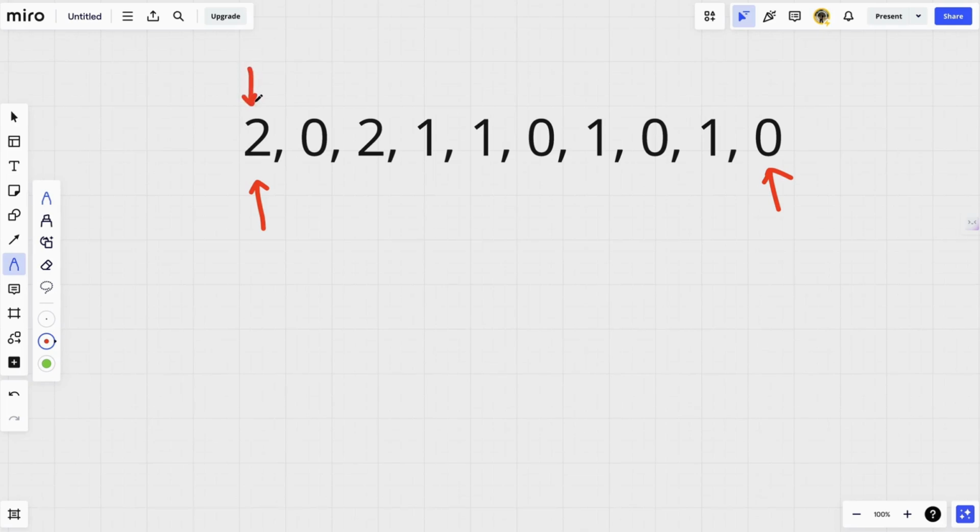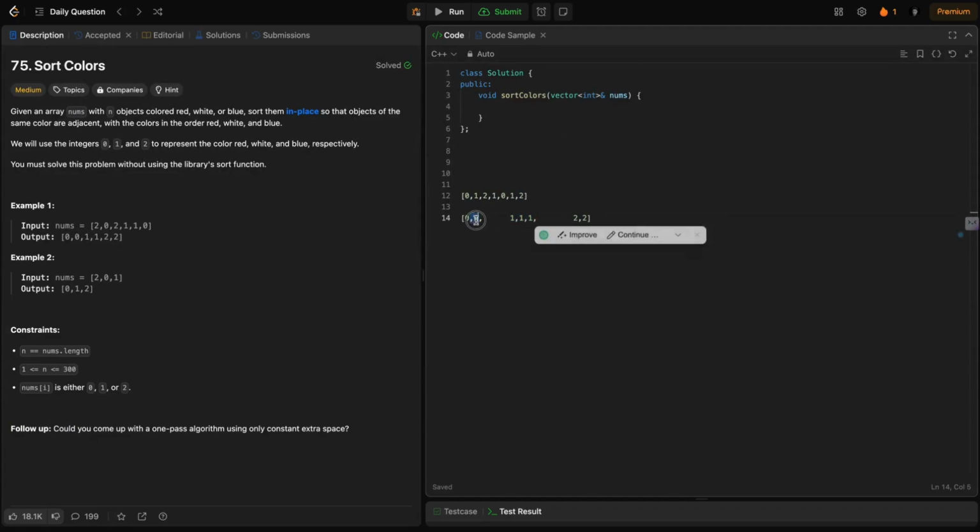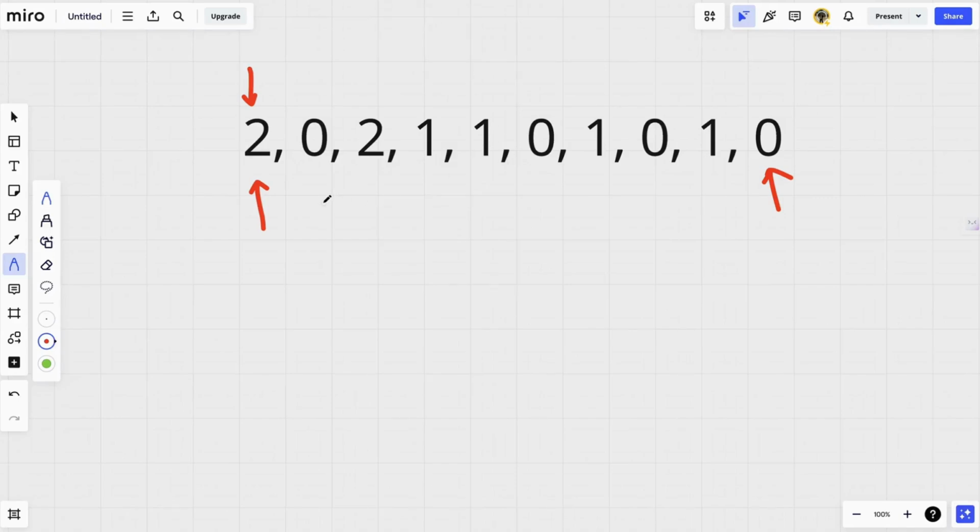Now why did we take three pointers? Because, as I said, we have three buckets and three numbers, so we have one pointer for each of them. We can call them anything, but I'll call the one in the middle M, one pointer start or S, and one pointer E.